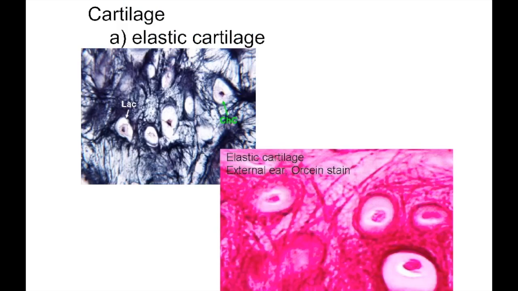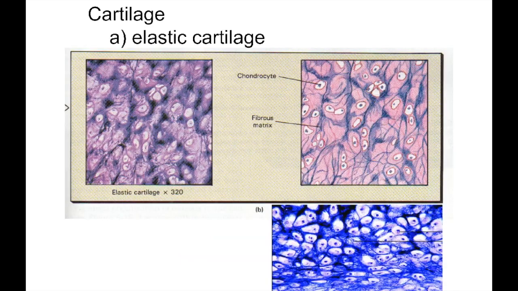All right, so this is another way that you can stain elastic cartilage. Kind of ugly. The staining I'm not a huge fan of, but you still see those eyeball lacunae and this kind of spider web around everything. That's how you know it's elastic cartilage. Here's another example of that elastic cartilage look.